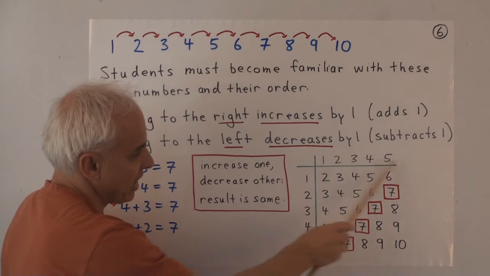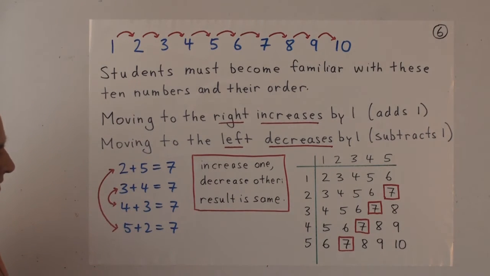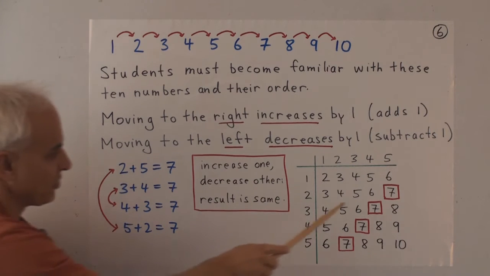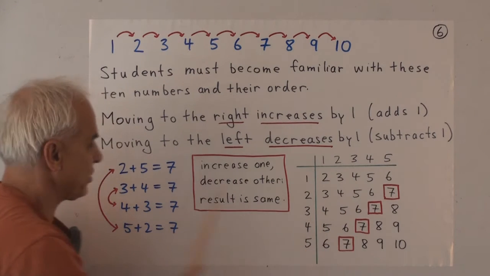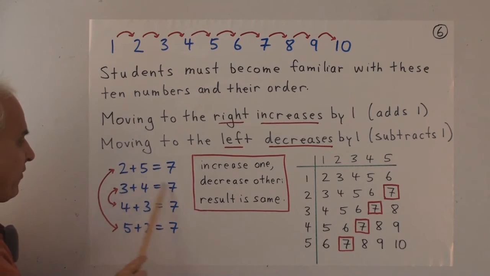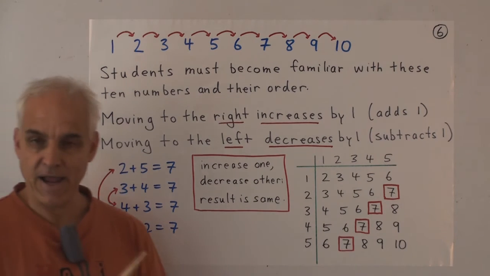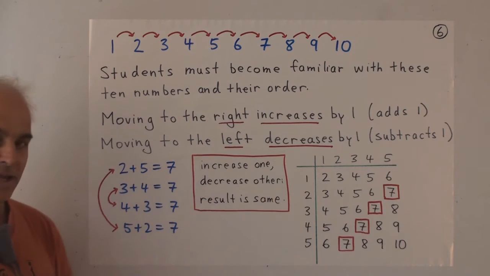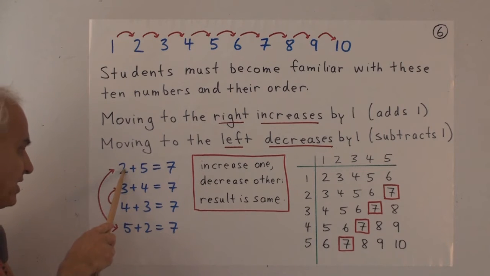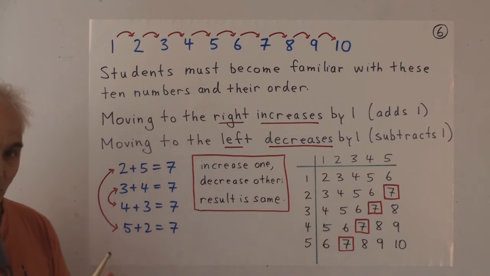So here's our addition table again, and I've just pointed out this cross diagonal here, various 7s, which are the result of 2 plus 5, 3 plus 4, 4 plus 3, 5 plus 2. Those are all the ways of getting 7 by adding two numbers. And it's useful for students to be aware that if you have two numbers and you know the answer, and you increase one of the numbers and simultaneously decrease the other, then the result is the same.